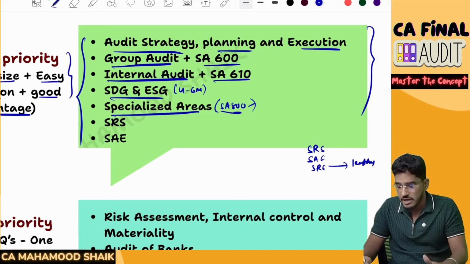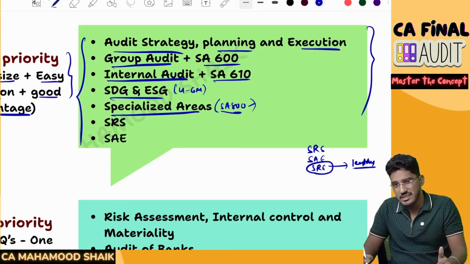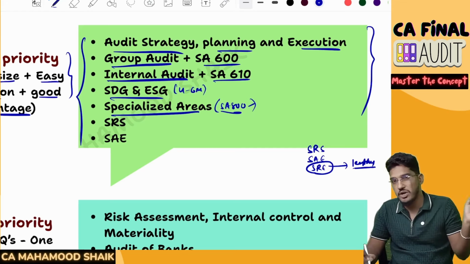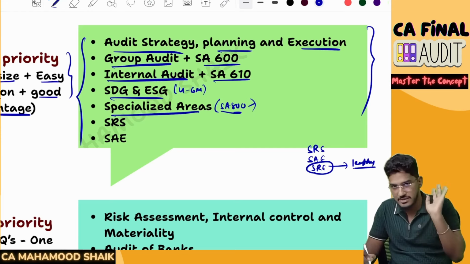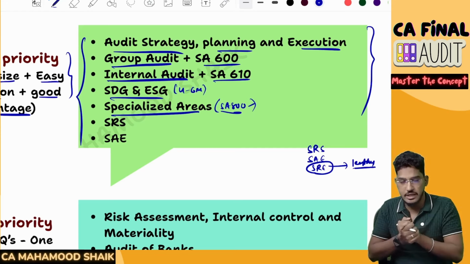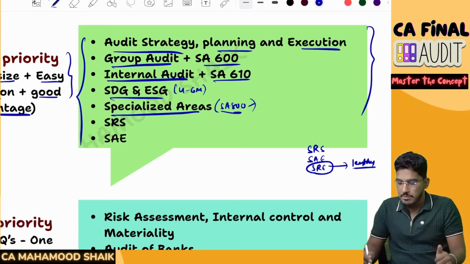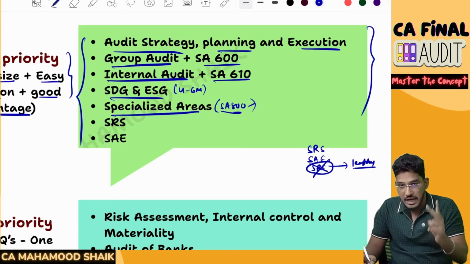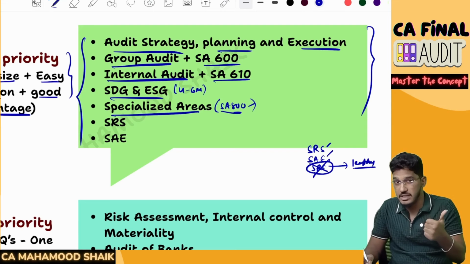SREs are very lengthy, but much of the content in SRE we would have covered in all other general standards. From the standards on audit only, a few things they pick up and keep in the SRE. This I have explained in our classes in the usual manner. But since SRE is very lengthy, I am not picking it up. The other 2 special categories of standards, SRS and SAE, you can easily prepare.